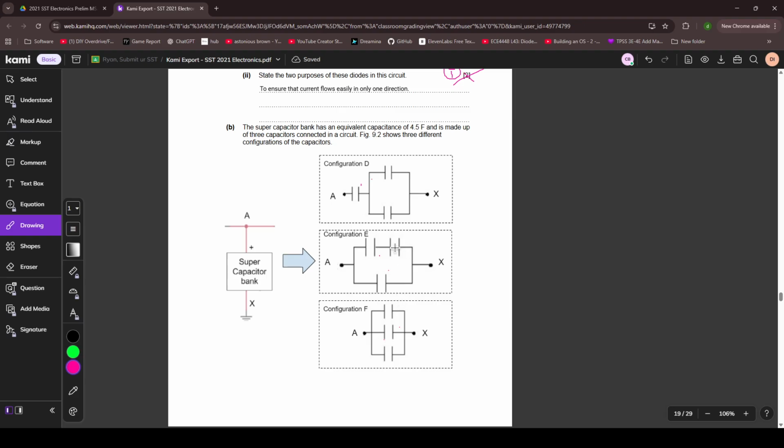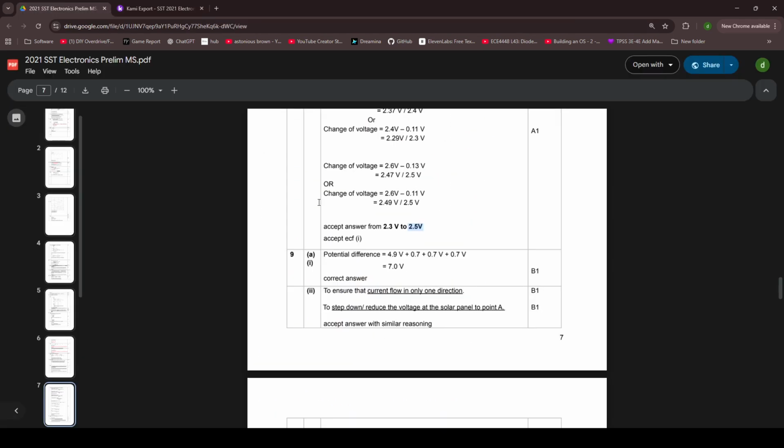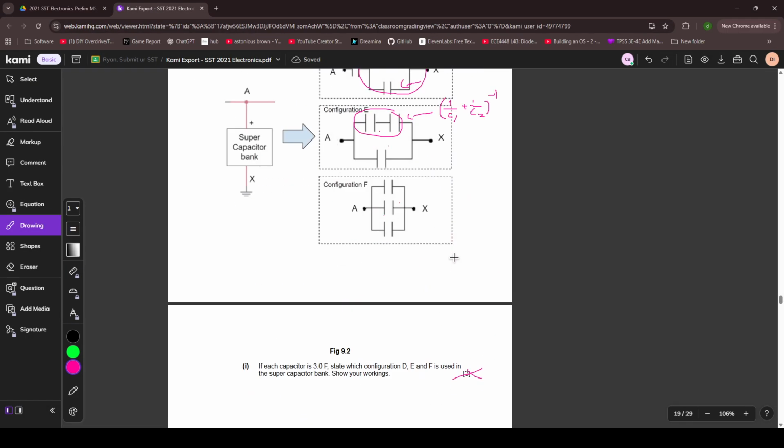Just remember the golden rule. In parallel, to get effective capacitance is just this plus this. But in series like here, you actually need to do this. You get the effective capacitance: the capacitance of one, the capacitance of the other, everything to the power of minus one. That's it. You do that for all three, and then you just pick the one that is closest to 4.5 farads.